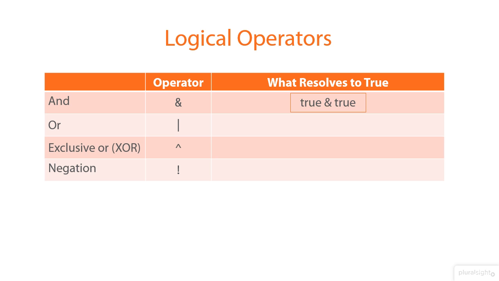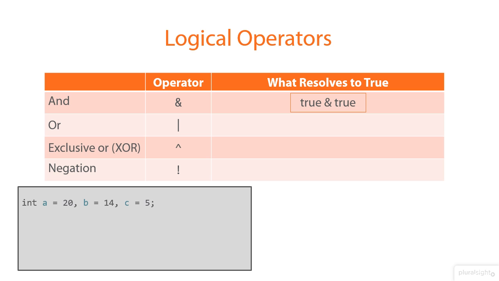Looking at this, the and allows us to take two things that can resolve to true or false, and if both of those are true, then the and returns true. Right, so we look at a little bit of code here. If I have three variables declared, A, B, and C, and I say if A is greater than B and B is greater than C, print out A is greater than C.